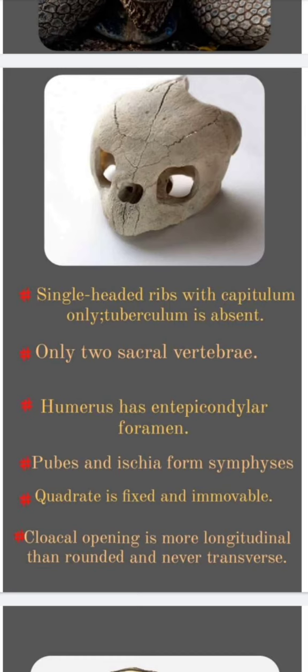Single-headed ribs with capitulum only. Tuberculum is absent. Only two sacral vertebrae. Humerus has entepicondylar foramen. Pubis and ischia form symphysis. Quadrate is fixed and immovable. Cloacal opening is more longitudinal than rounded and never transverse.